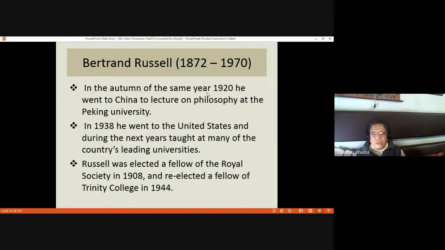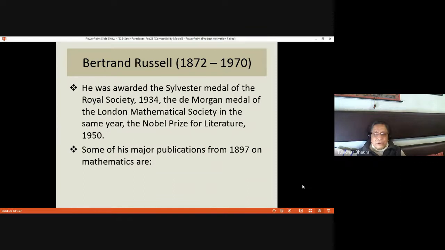In autumn of the same year, 1920, he went to China to lecture on philosophy at Peking University. In 1938, he went to the United States, and during the next years taught at many of the country's leading universities in the US. Russell was elected a Fellow of the Royal Society in 1908, and re-elected a Fellow of Trinity College in 1944, a long time. He was awarded the Sylvester Medal of the Royal Society in 1934, and the De Morgan Medal of the London Mathematical Society in the same year, and the Nobel Prize for Literature, not mathematics, for literature, in 1950.